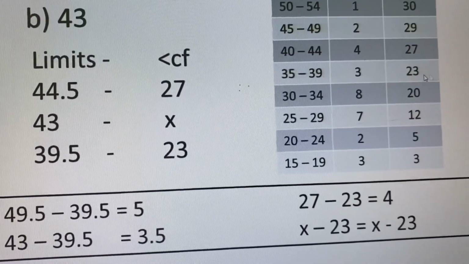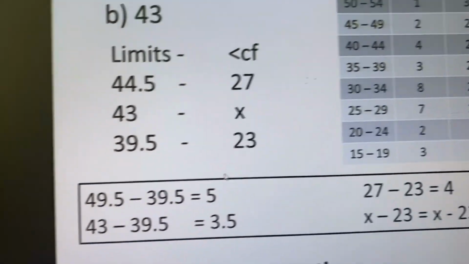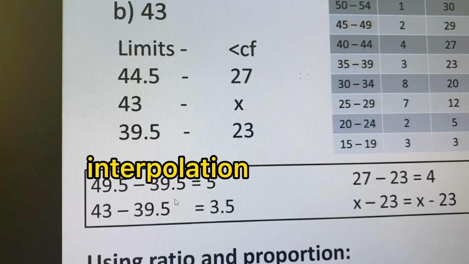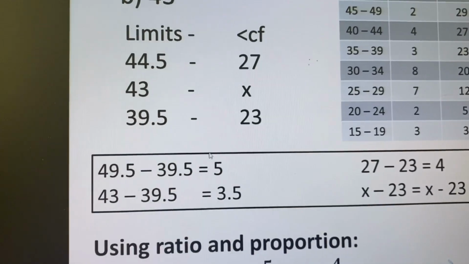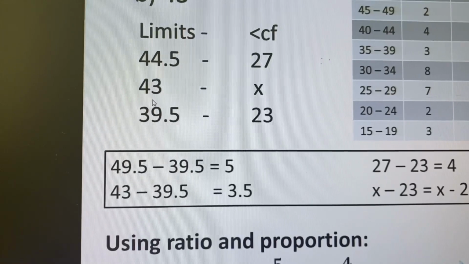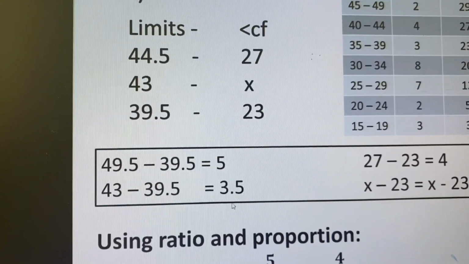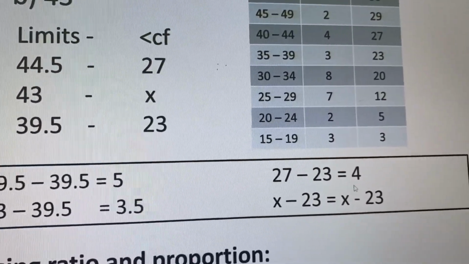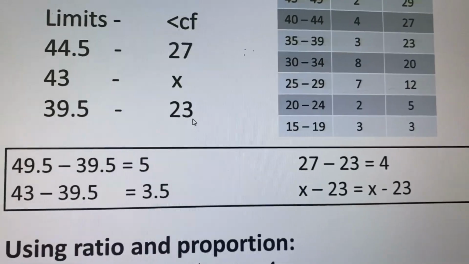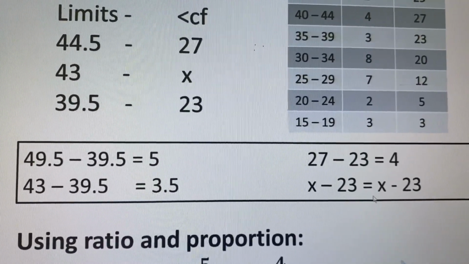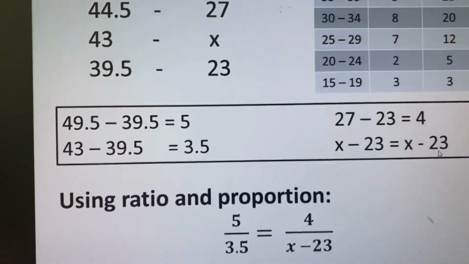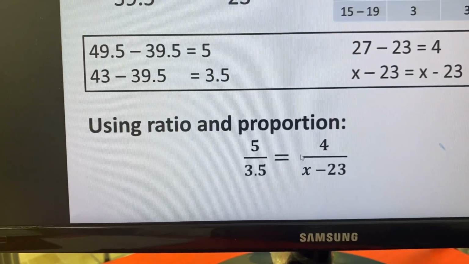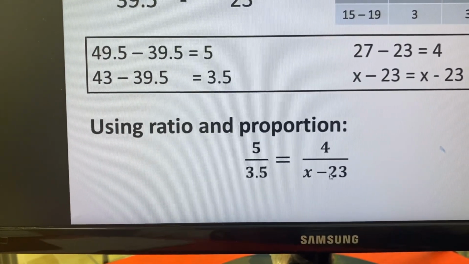Okay, then using the interpolation method, we will subtract 44.5 minus 39.5, so the answer is 5. And then subtract 43 minus 39.5, the answer is 3.5. Then for the cumulative frequency, we have 27 minus 23, the answer is 4. Then x minus 23 stays x minus 23. Then using ratio and proportion, 5 over 3.5 equals 4 over x minus 23.